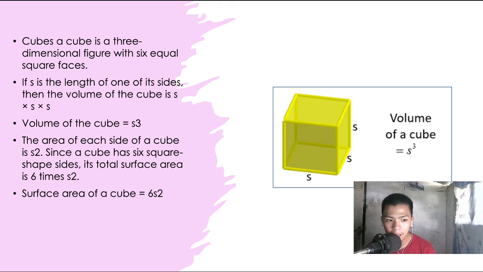So, the volume of a cube is S^3 and the surface area of a cube is 6S^2. So, next slide.